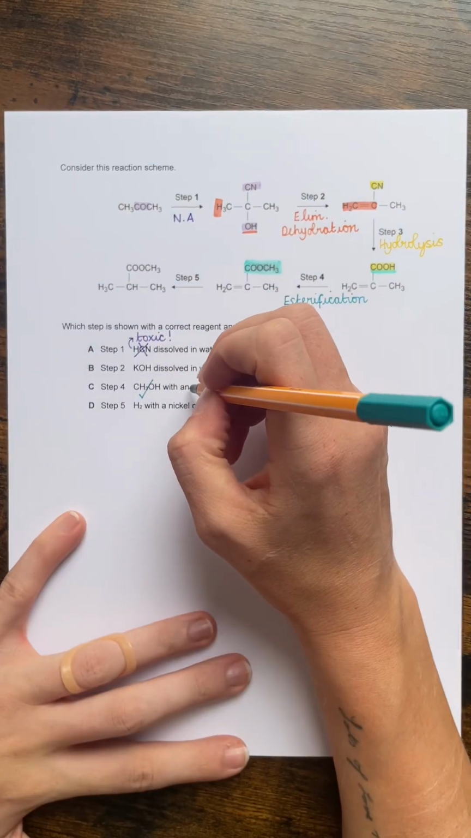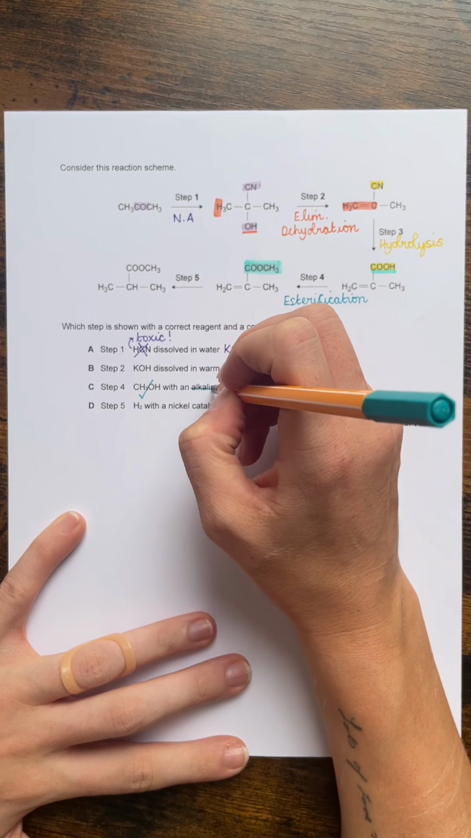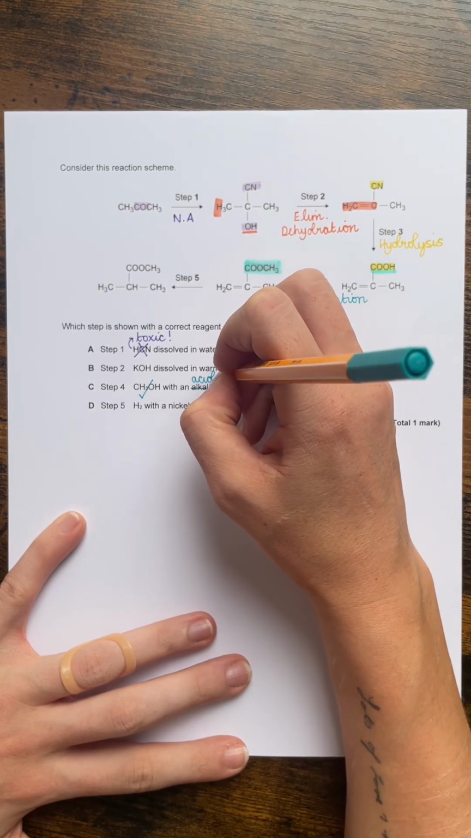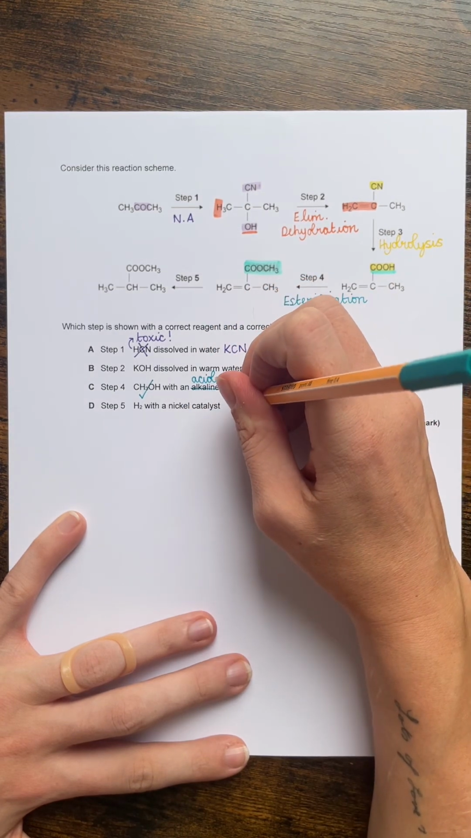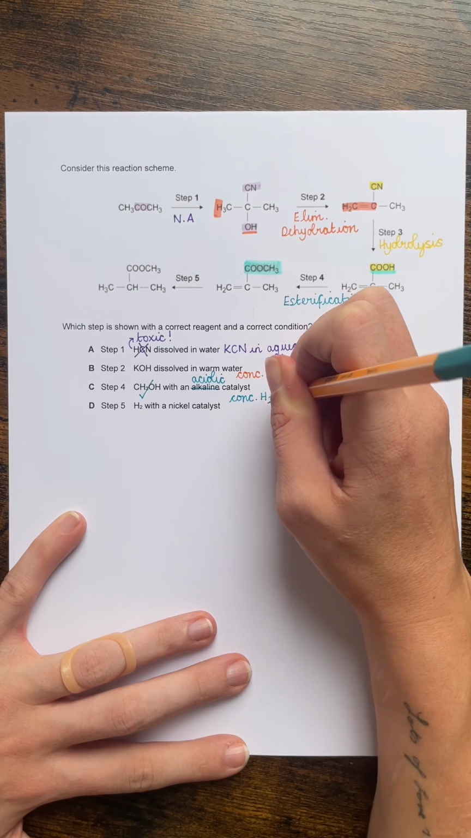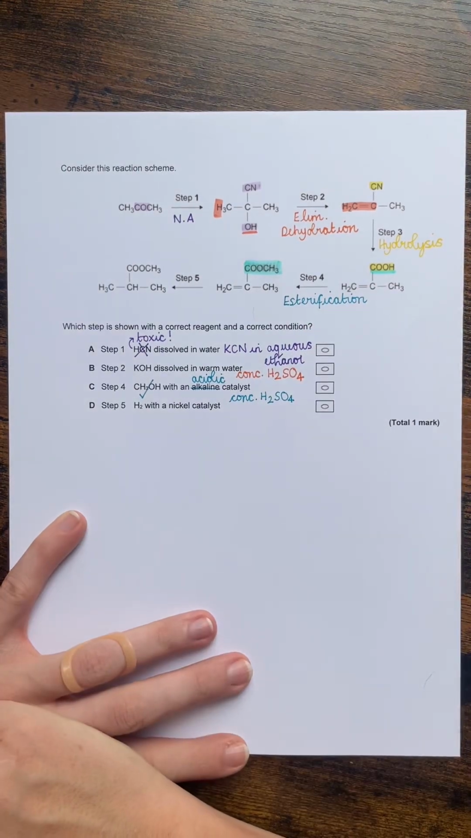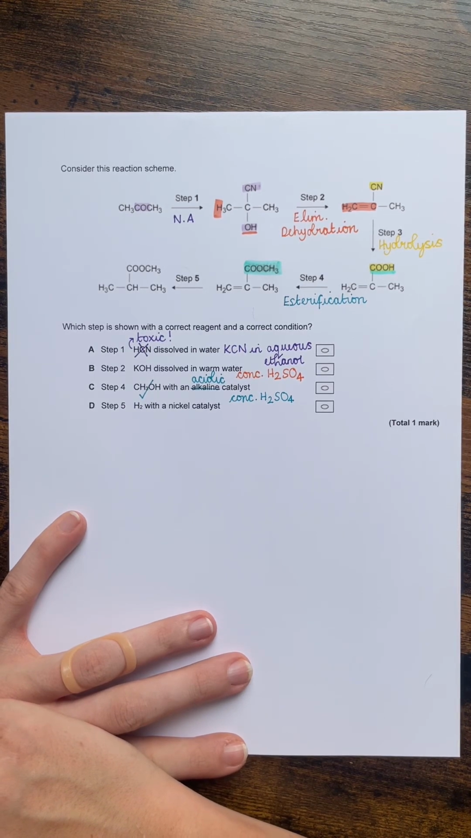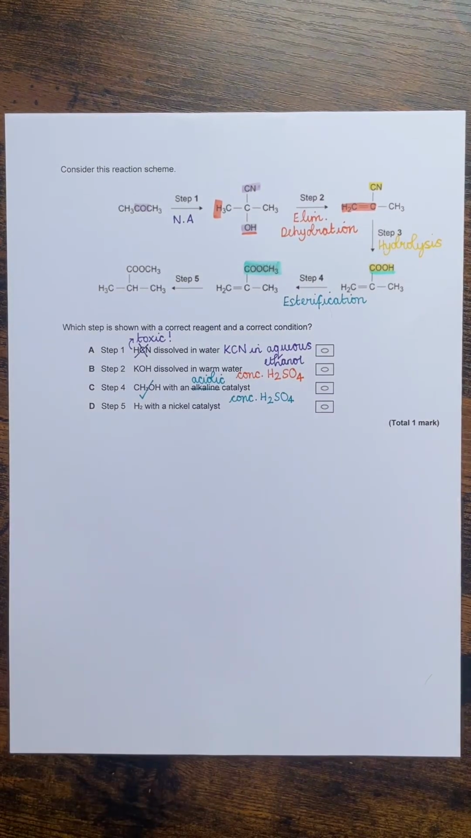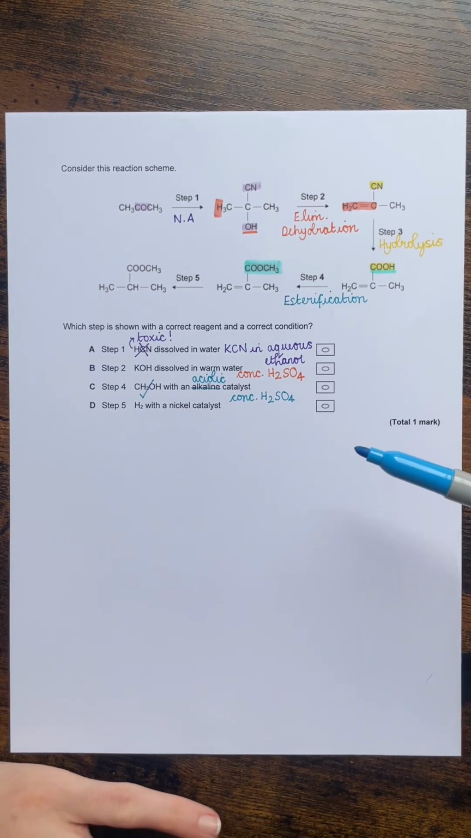The bit that's wrong with this one is the alkaline catalyst. It wouldn't be an alkaline catalyst, it would be an acidic catalyst, and specifically, again, we would be wanting to be using concentrated sulfuric acid. So almost for option C, right alcohol, wrong catalyst. So concentrated sulfuric acid there. So that means by process of elimination, step 5 has to be the correct answer.